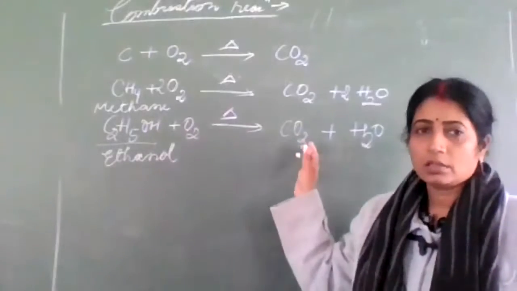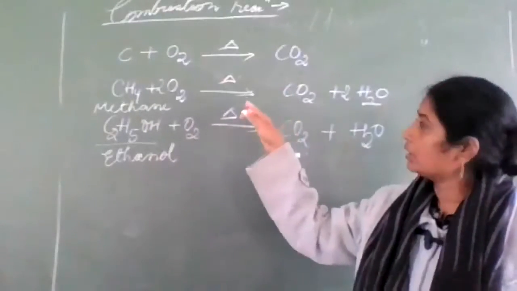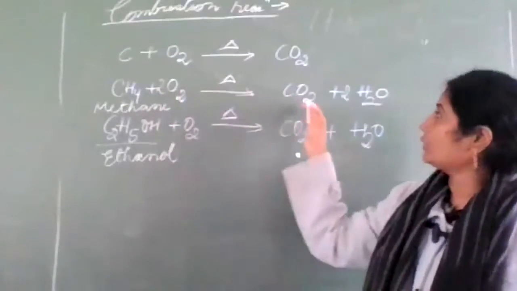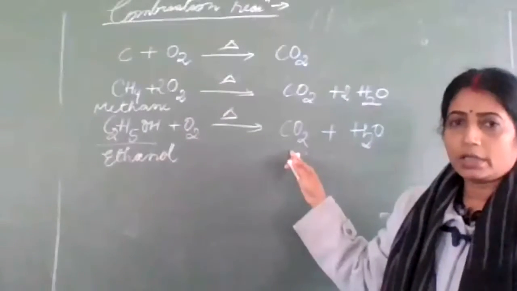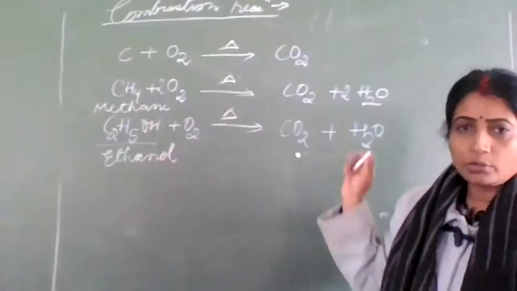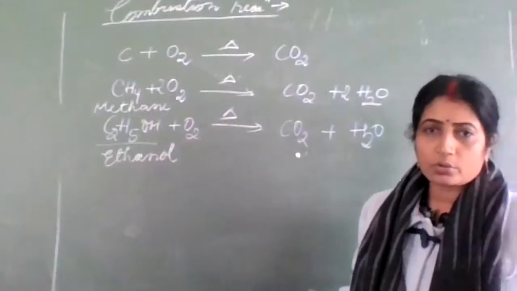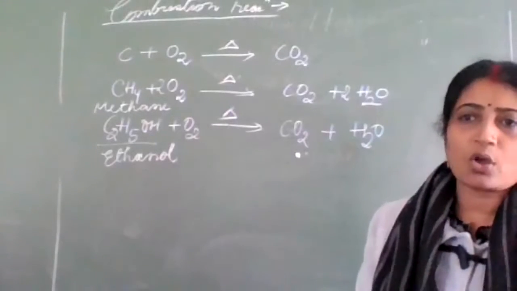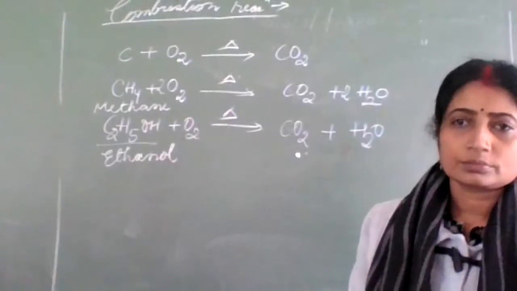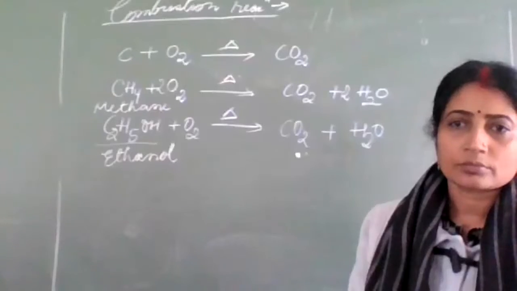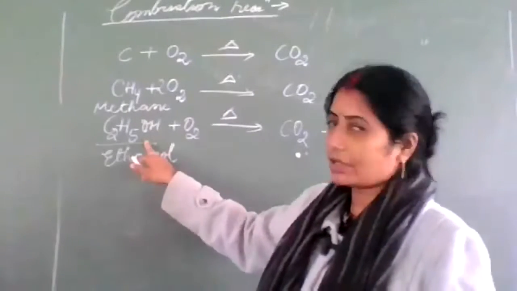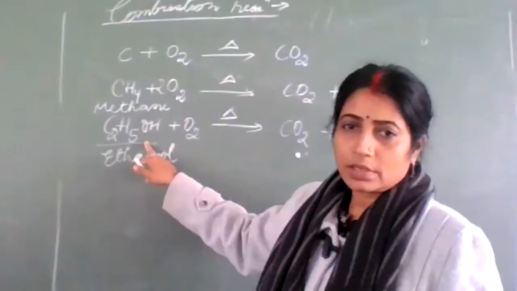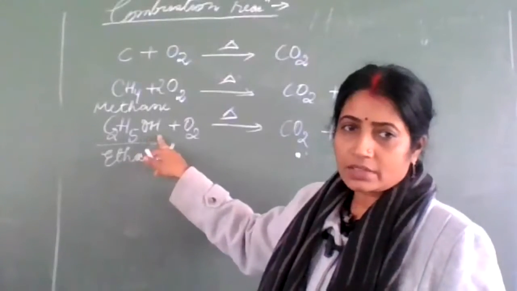Okay, you can see on combustion of methane, you get carbon dioxide and water. On combustion of ethanol also you are getting carbon dioxide and water. But you need to balance it. Balance करना होगा. Total number of hydrogen in the reactant side, how much? Tell me. 5 plus 1, 6.